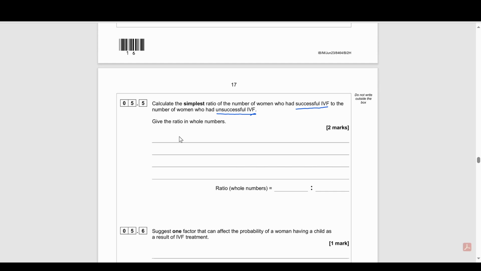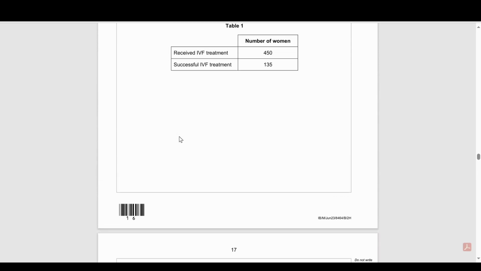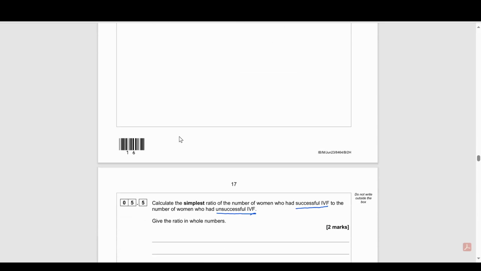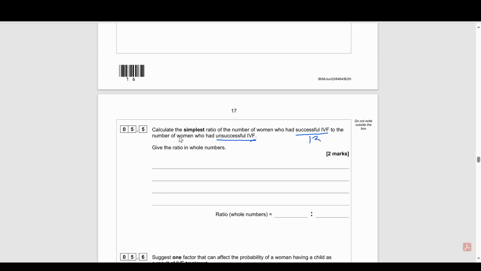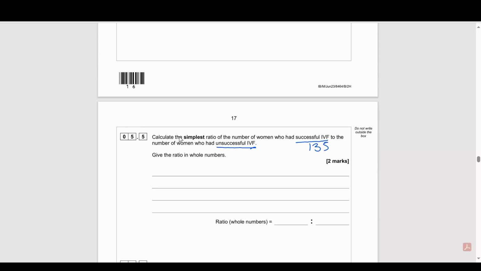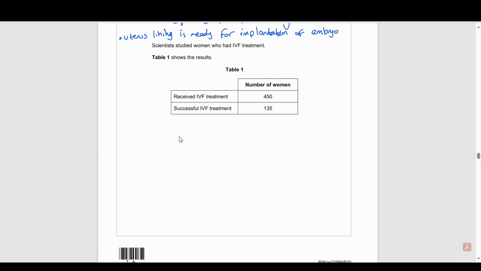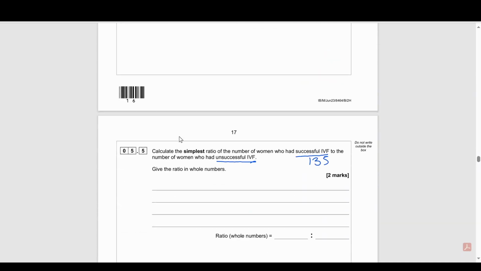So from the table, they have given us the number of successful IVF women. So we know that that's 135 right now. But they've given us the total, and that's 450. So for us to find the unsuccessful, it would be 450 minus 135. So that would be 315. So we know that 315 women were unsuccessful. So the ratio is 135 successful to 315 unsuccessful.